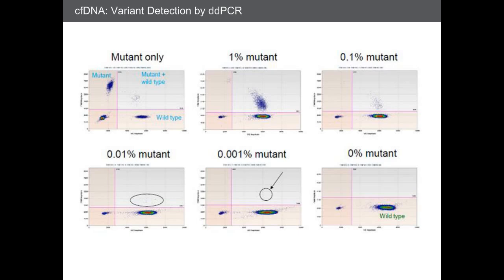And this slide then just shows what you would expect from various diminishing amounts of mutant molecules, 1% all the way down to 0.01. And it's by assessment of the molecules that appear within this window that you can estimate the amount of mutant molecules in your starting sample. So for ddPCR, we validated that we could detect down to 0.1% mutant, but really we validated it to be very reproducible at 0.5%. So that was our limit of detection for the ddPCR assay for the T790M mutation in EGFR.